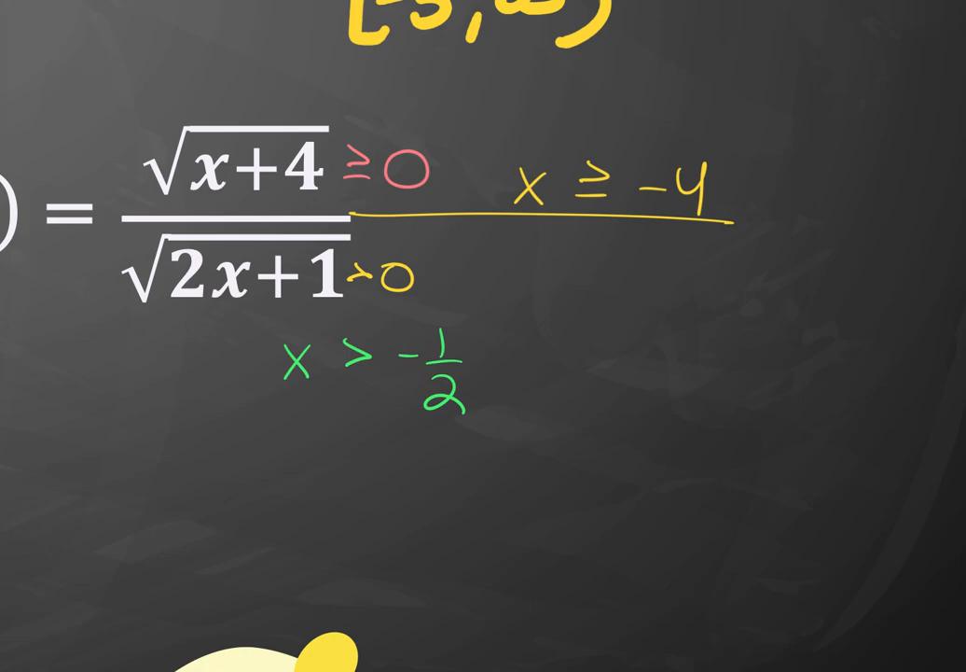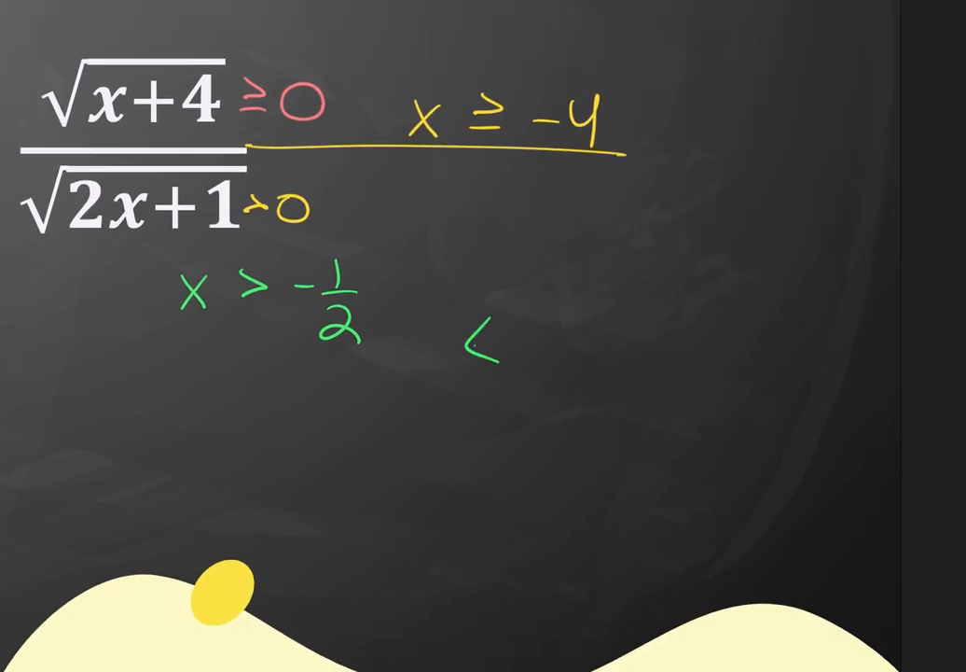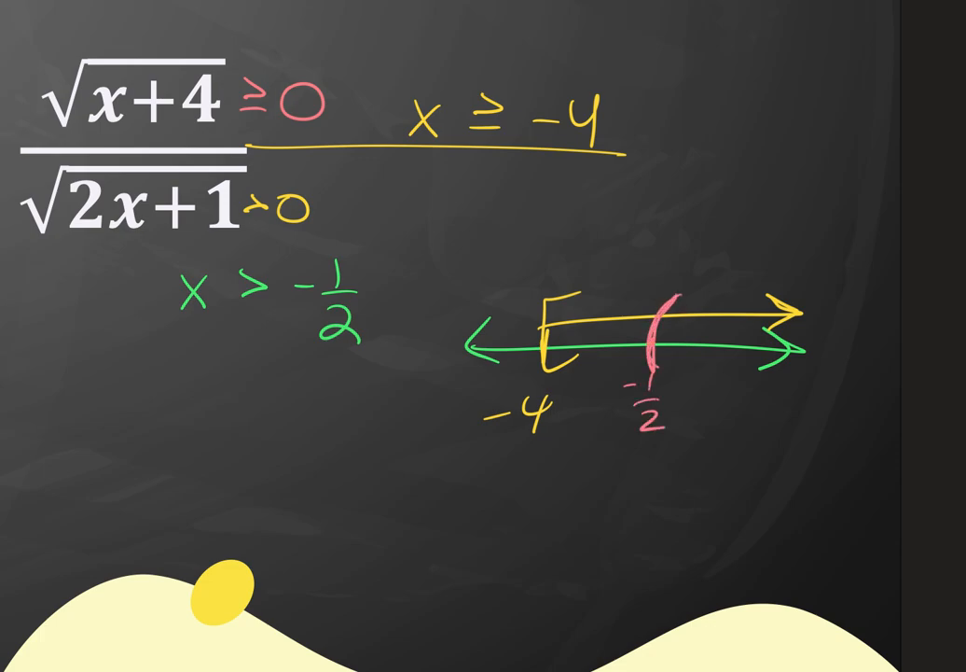If it doesn't work for one of them, it can't work for either of them. So if you need a visual on this, if you need to actually plot it on a number line and give yourself a visual, I'd recommend it. So the top one says this can go from -4 to positive infinity. Every number that is equal to -4 or bigger than -4 works for my numerator. But the denominator says it has to be greater than negative 1/2. So it's a parentheses and it goes to the right.